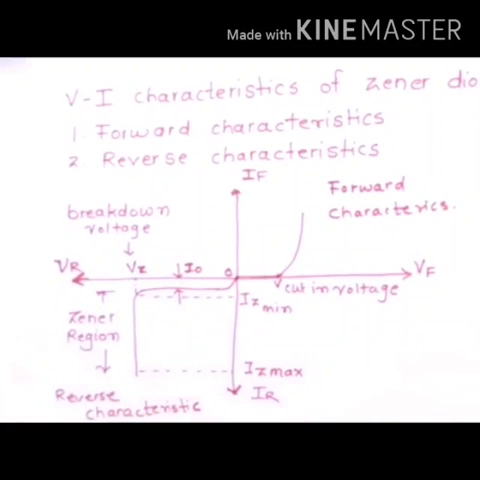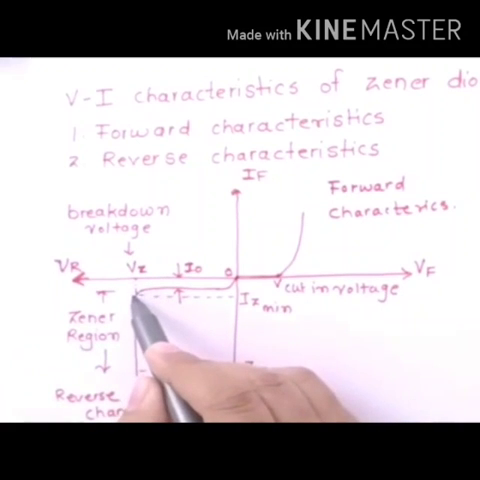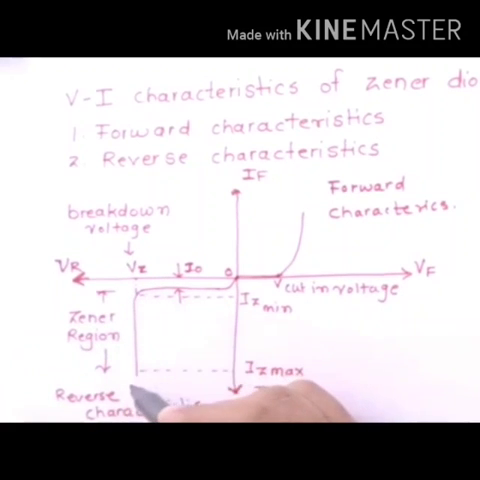The reverse characteristic is not exactly vertical. It means the diode possesses a small resistance called Zener dynamic impedance.